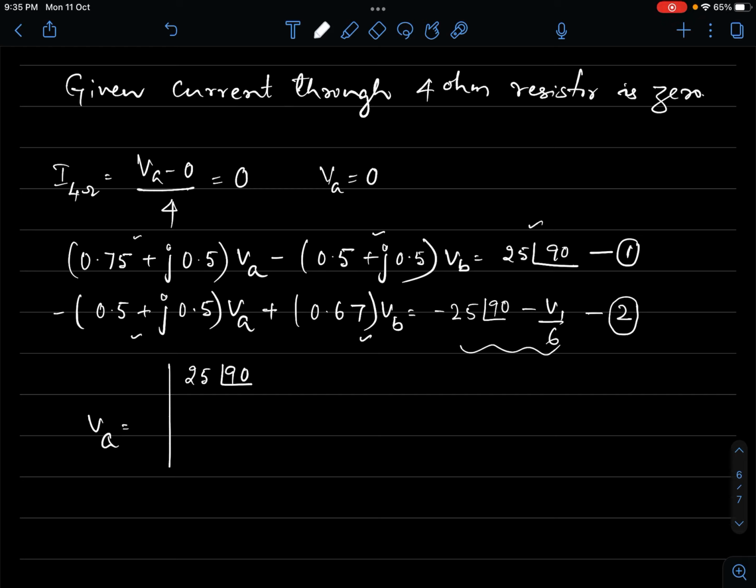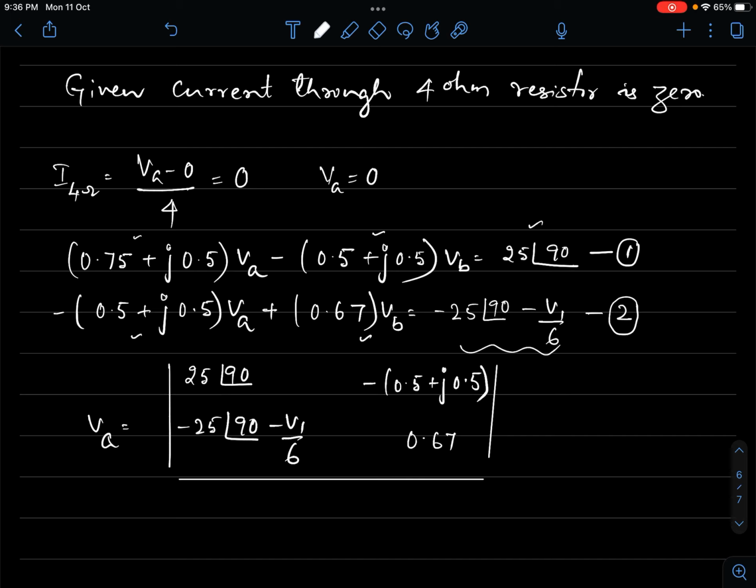I can give a trivia, people should know. Still, maybe I will give you that trivia. A side note, 0.67. This is VA, this determinant divided by what is called delta. This is equal to 0.